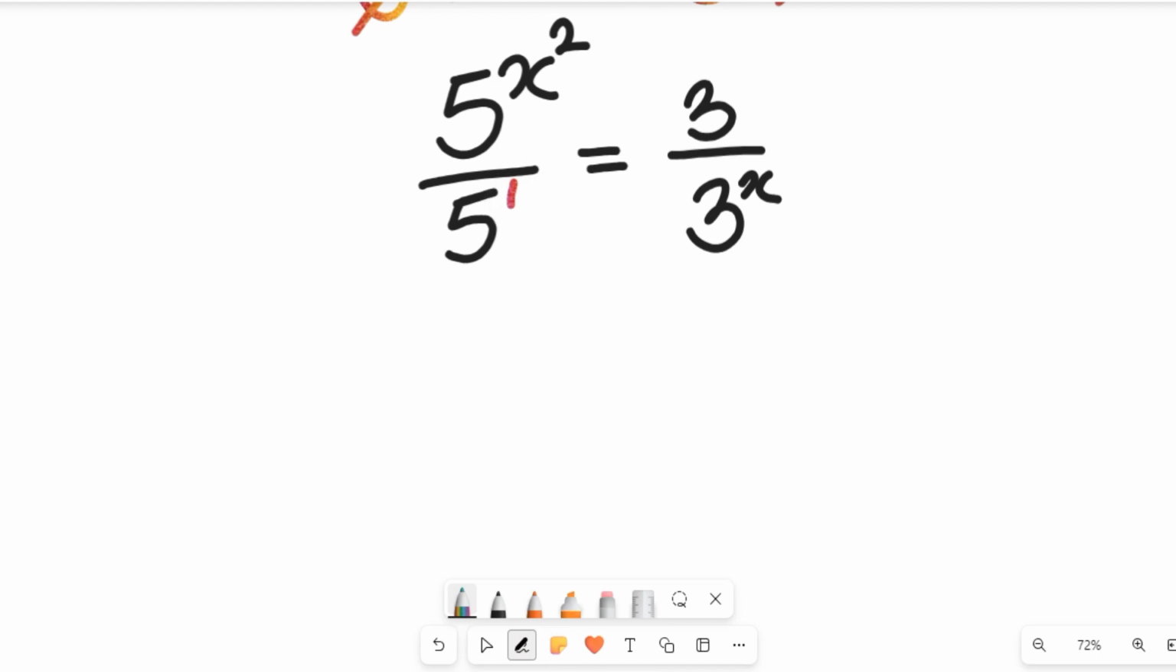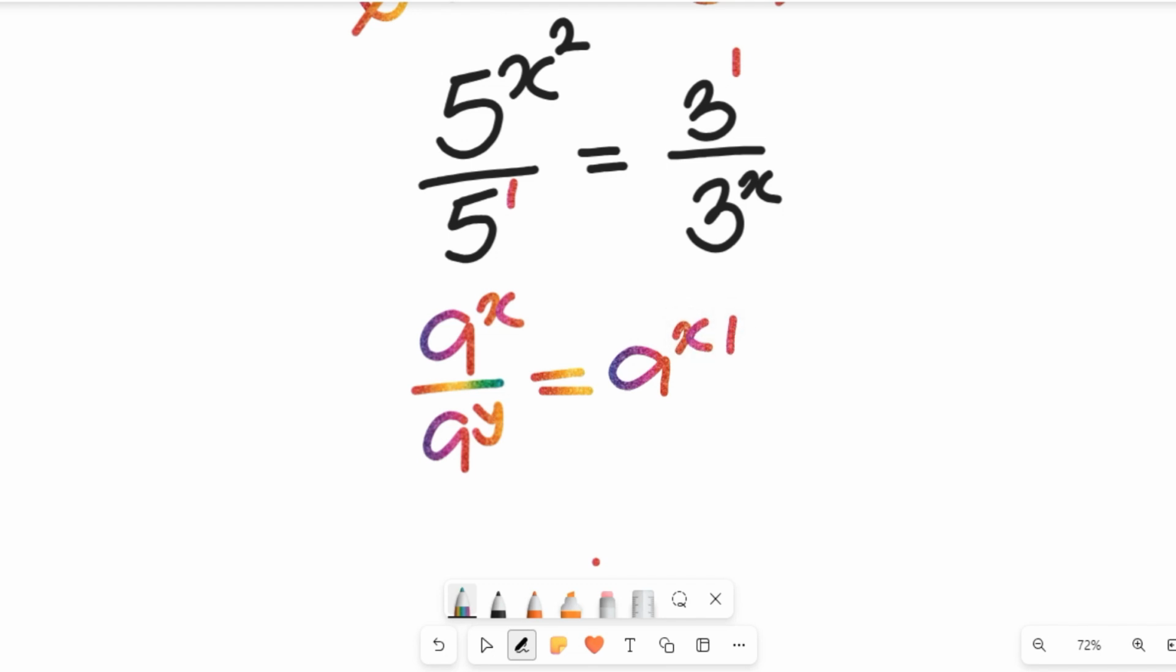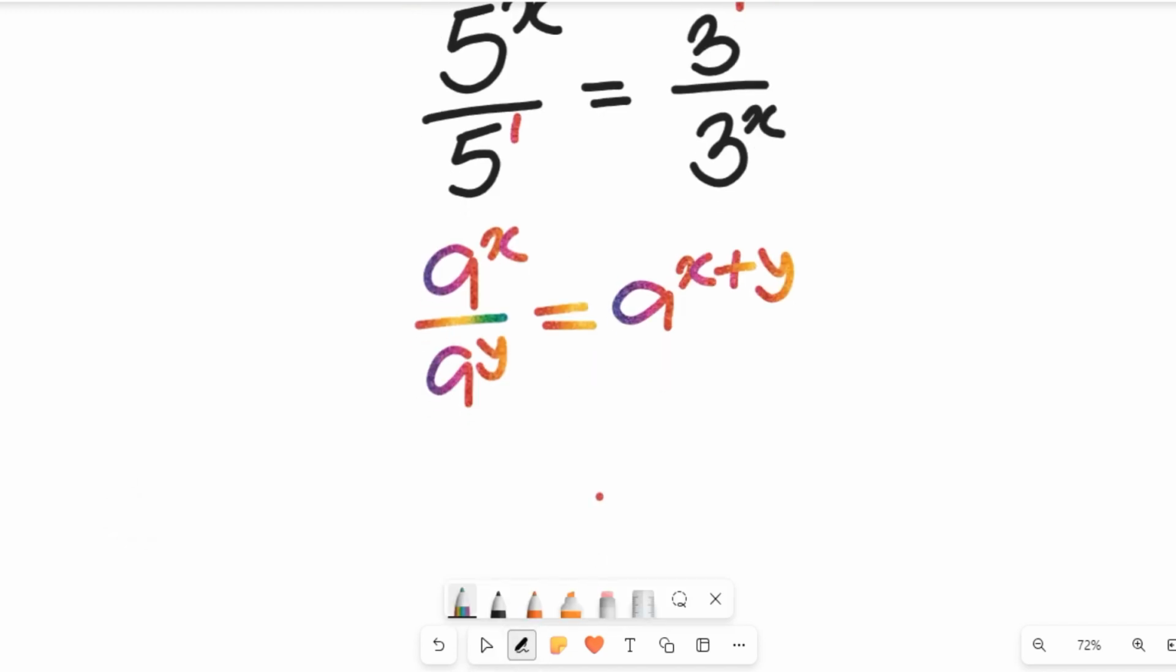If we put this to the power of 1 and put this to the power of 1, I've not changed anything. Now I want you to draw your mind to a law of indices. In that law of indices, if you have a to the power of x divided by a to the power of y, because they have same base, this is the division law of indices. This will give us a to the power of x minus y.